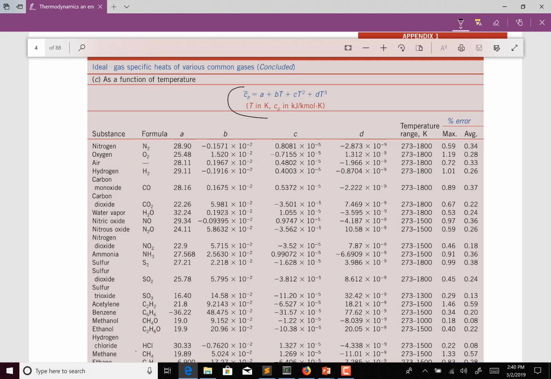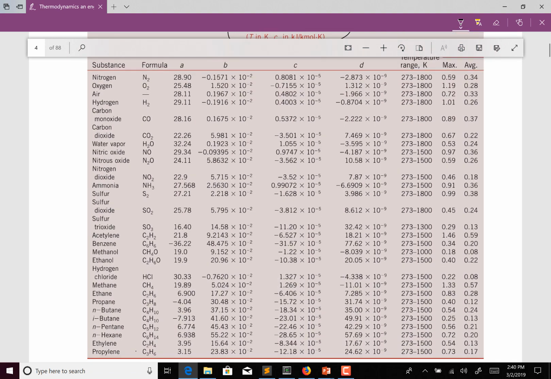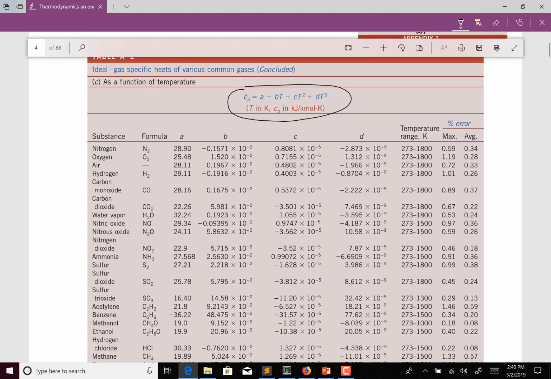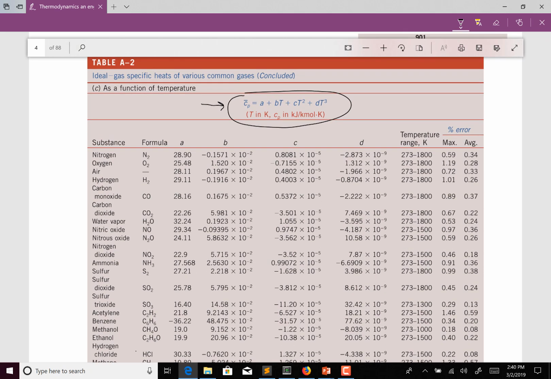So we have this equation here that is giving us c sub p as an empirical analytical equation, and it's a function of temperature. And so we have constants in here for a bunch of different gases. So basically, if you want to use this equation, you would just look up the constants for whatever gas it is you're using, and then you would plug this equation into your integration and integrate. And we'll look at an example of how you would do that in a minute.